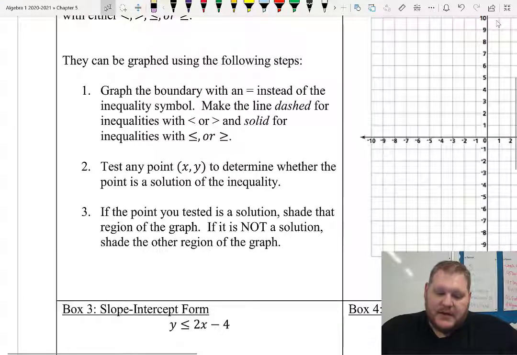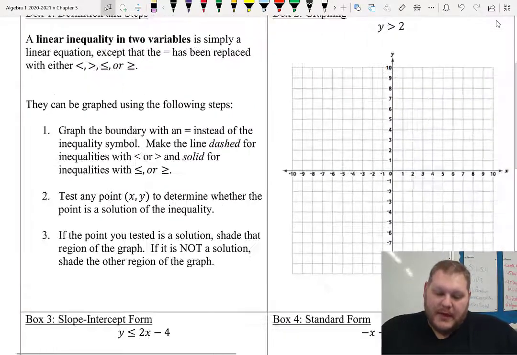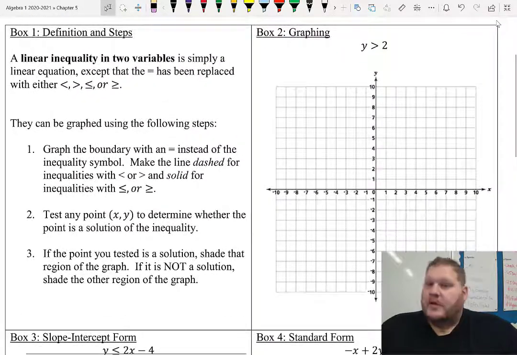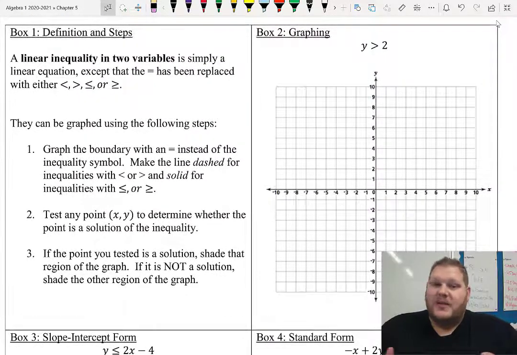So the way that we'll graph this, and we'll kind of go back and forth between boxes 1 and 2, we'll start by just graphing, finding 2 points like I would graph my line usually. I can replace my inequality with an equal sign if that helps me to visualize it, but otherwise I can just graph that line as if it was an equal sign.